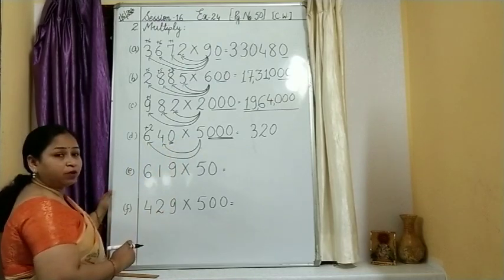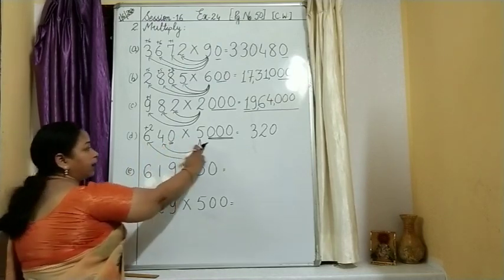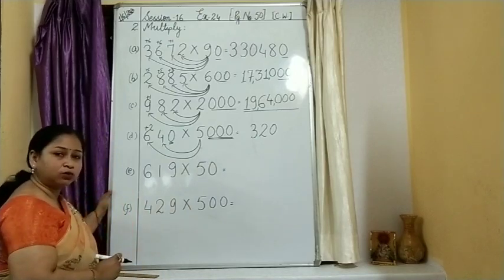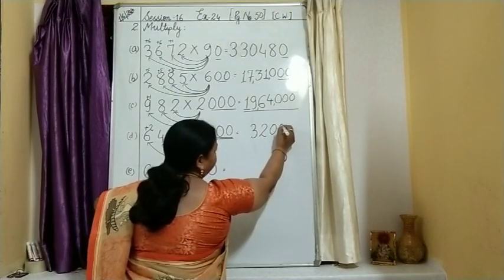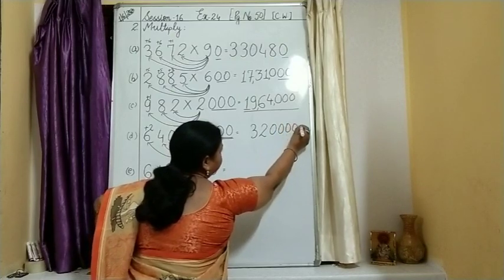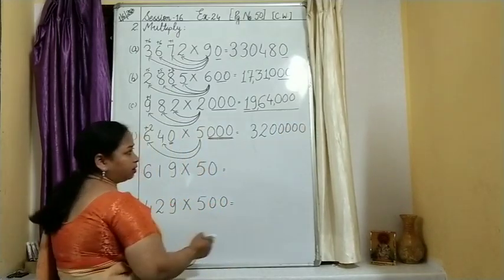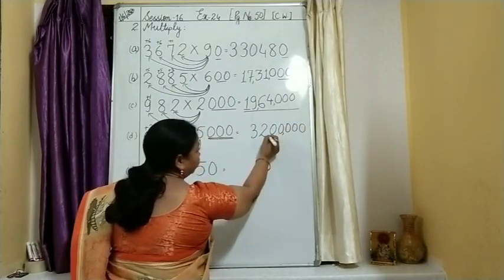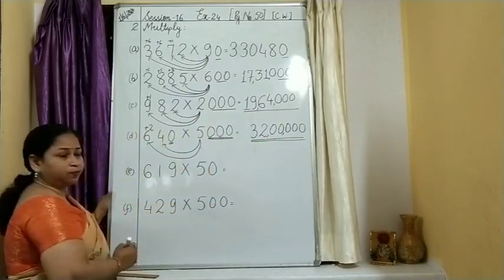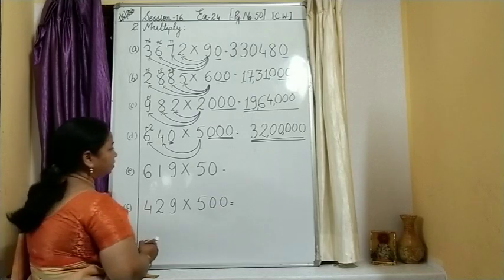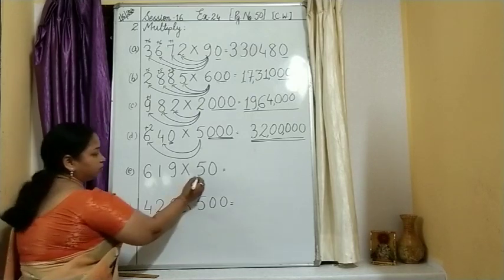What about the left out zeros? 1 0 here and 000 over here. How many zeros in total? 4 zeros. So we will place 1, 2, 3, 4. And then let us see what is our answer. 32 lakh. Okay. Now the next question.